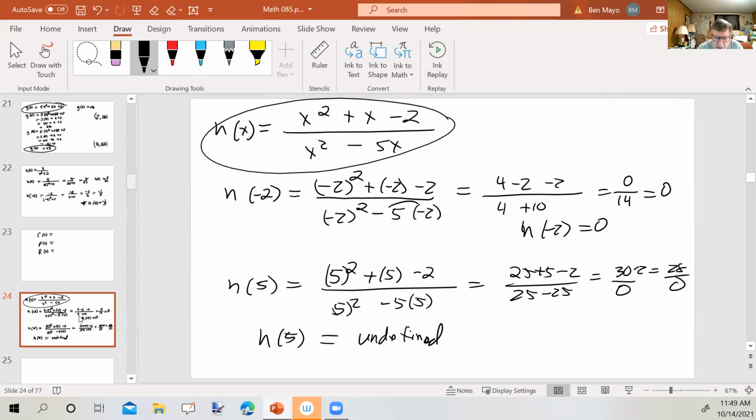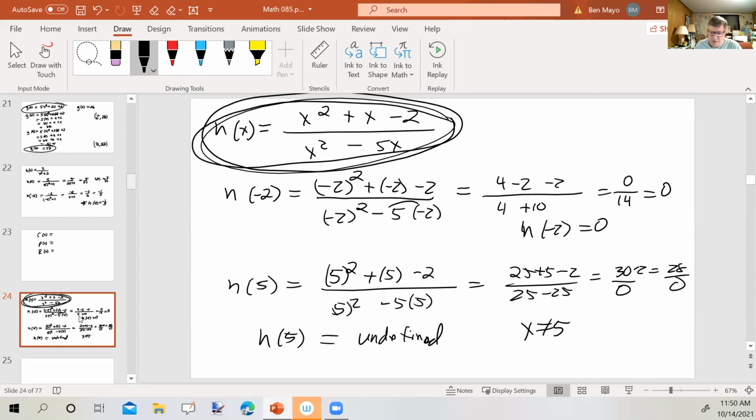Now, what that tells us is this. The domain of this function, the inputs, the x values, cannot include 5. X cannot equal 5 because if you put 5 in, you don't get something real out. The domain of a function is all of the input values that produce a real output value. So if something you put in makes the output undefined, then that input is not in the domain.